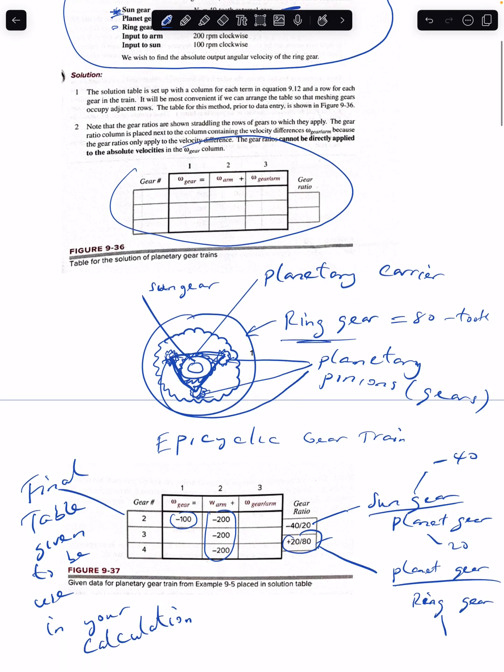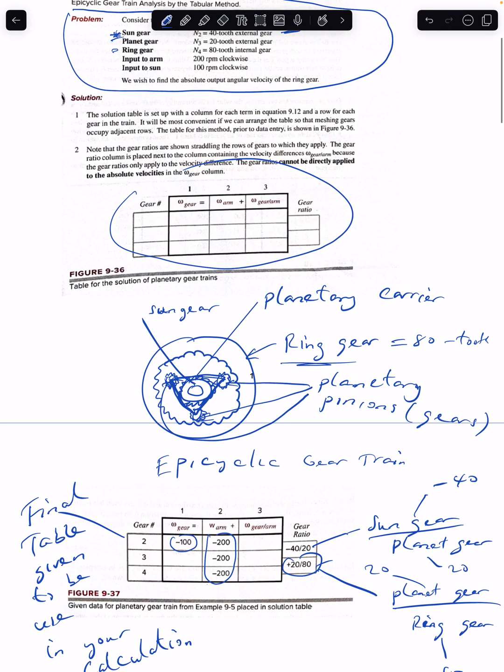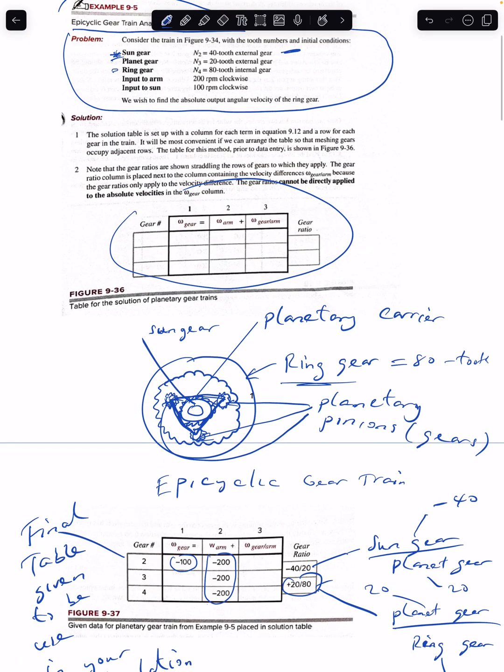So this gear is 80 and this gear is 20. So that is how the ratios are gotten. And for the arm, we have to understand that the arm is the input. The arm is the input.